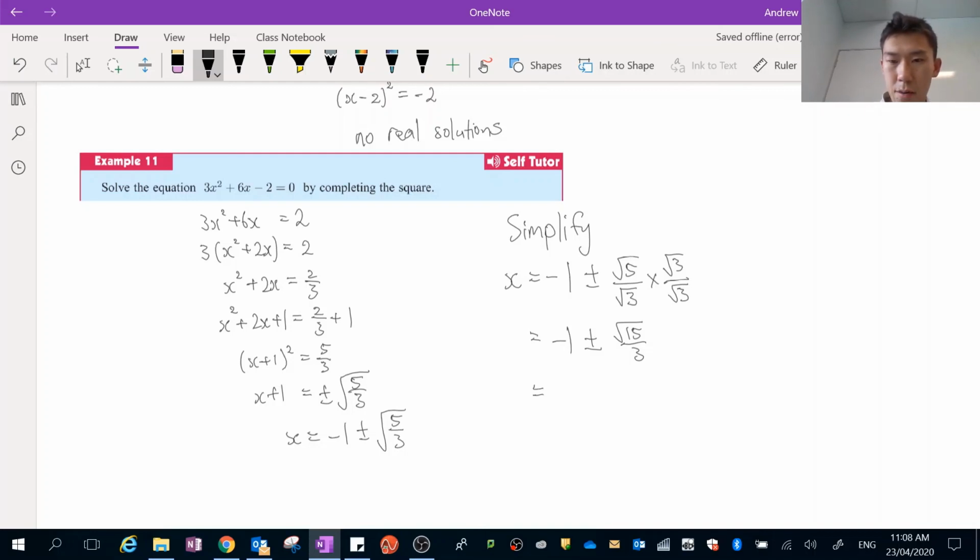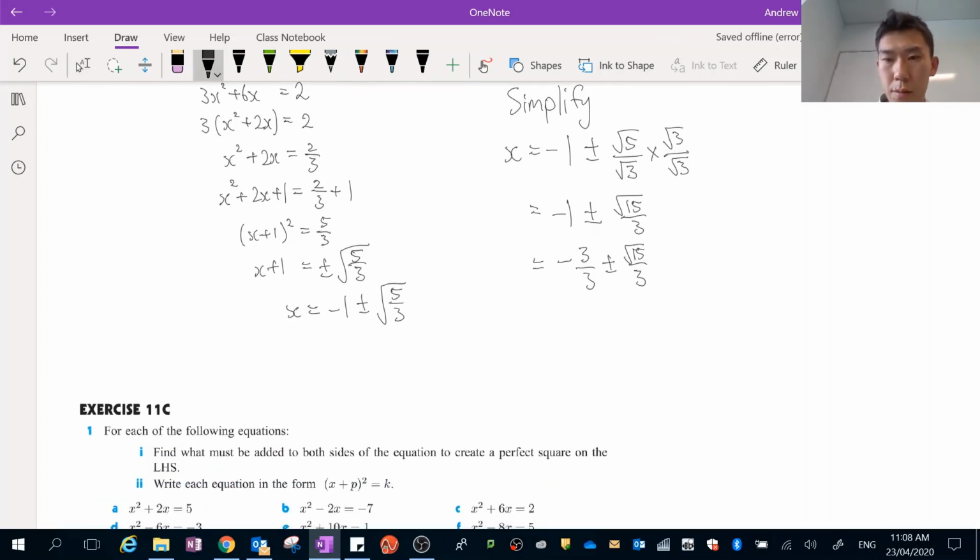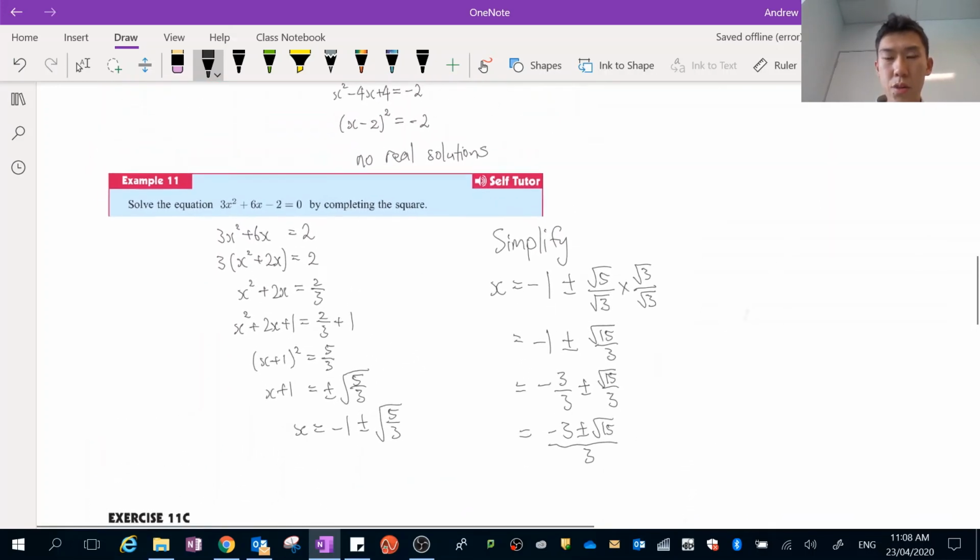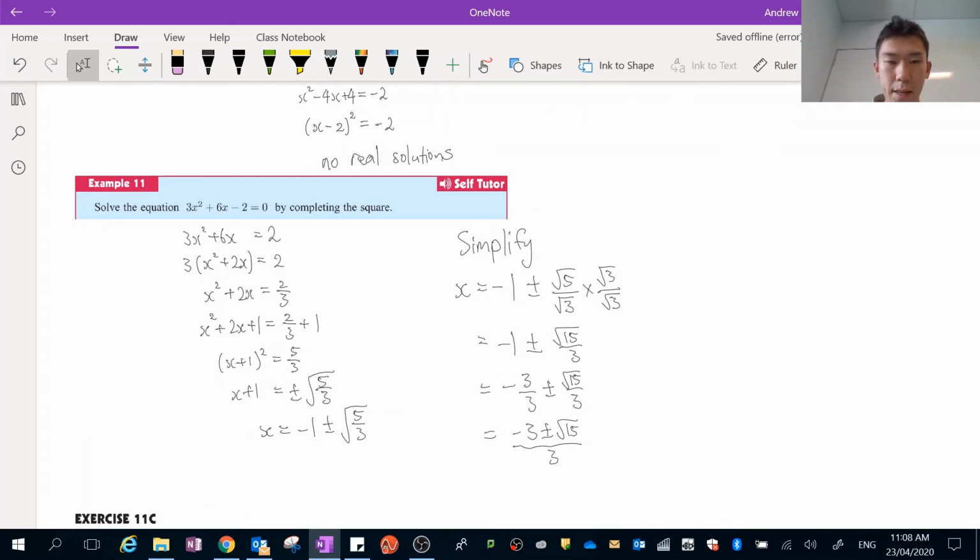Okay, now I'm going to turn -1 into a fraction because I see that I have a denominator of 3. So my job is to make them both the same denominator. And now I can write this as 1 complete fraction. Alright, so that's what you want to try to do, rather than having a constant and a fraction. Try to simplify it into 1 fraction when you can.